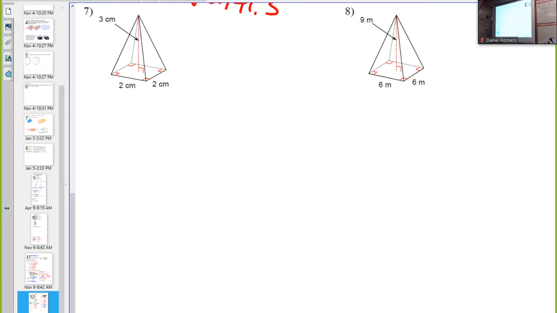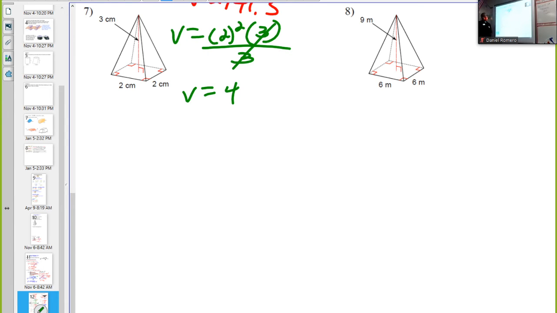Alright, let's go to number 7. Yeah, that should be alright. Volume is, now this is a square, so we square the 2 times the height, which is 3, but then you're dividing by 3, that cancels, you have volume is 4. Let's go to another case. What would the unit be there?